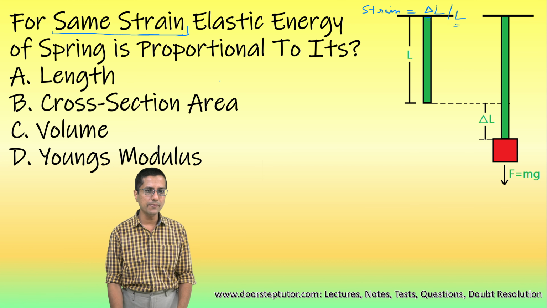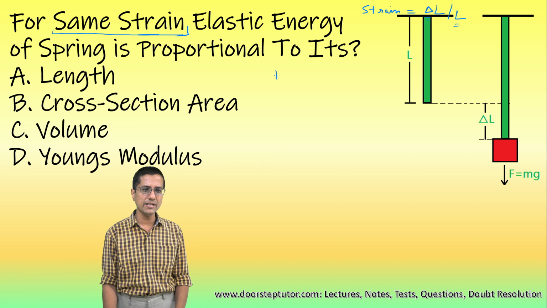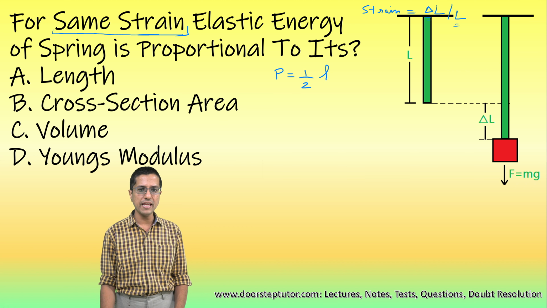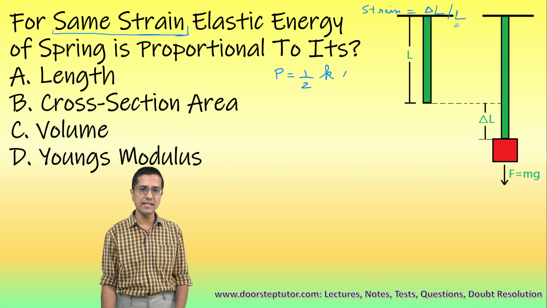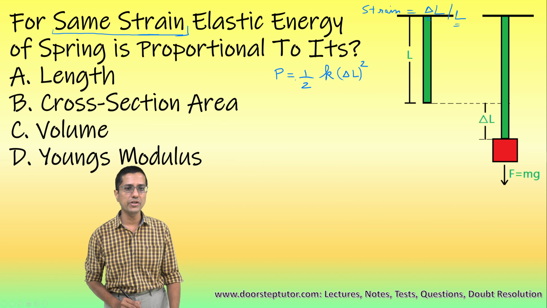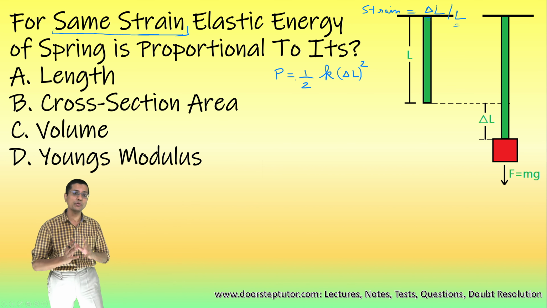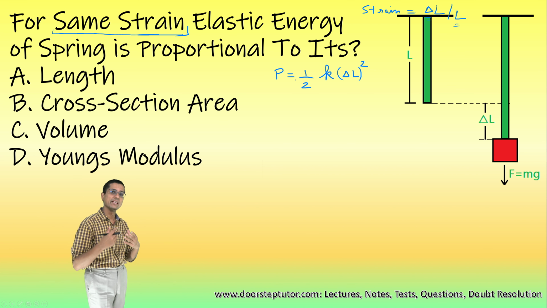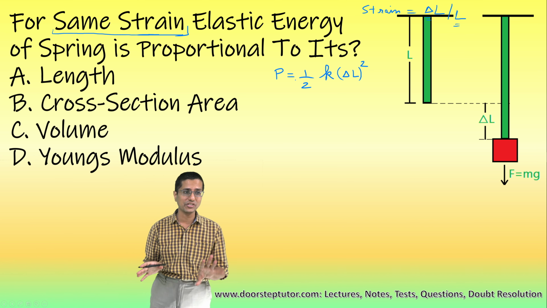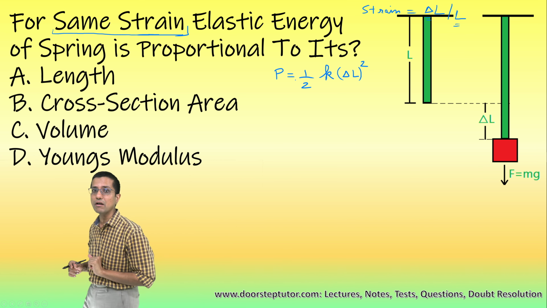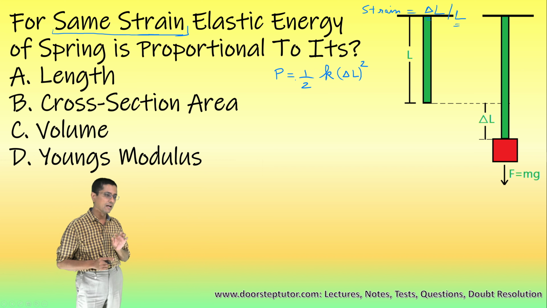Now what about the elastic potential energy? We know a formula for elastic potential energy, which is half K x squared, where K is the spring constant and x is our delta L here. So this is half K delta L squared. That is our potential energy formula. Now notice that in this formula, we don't have length, cross-sectional area, or volume. So this question cannot be answered simply based on this formula.